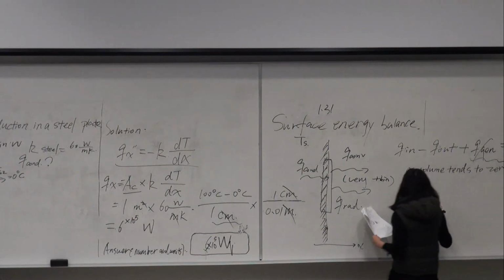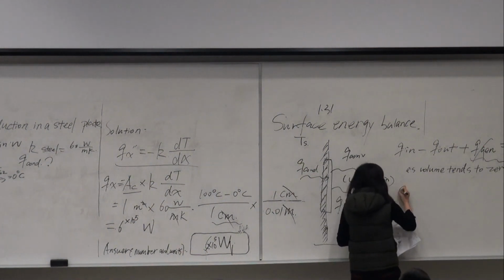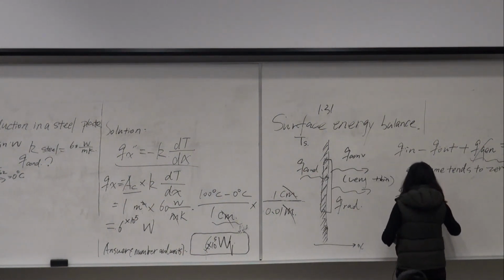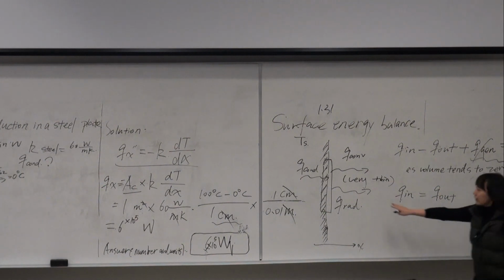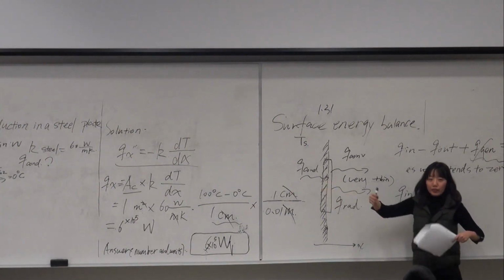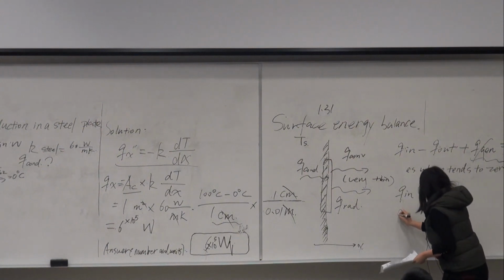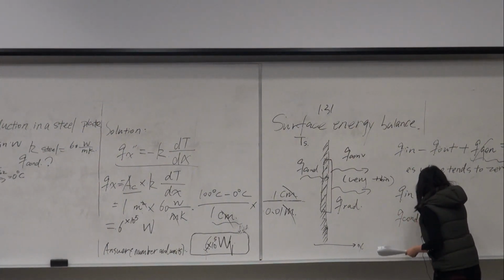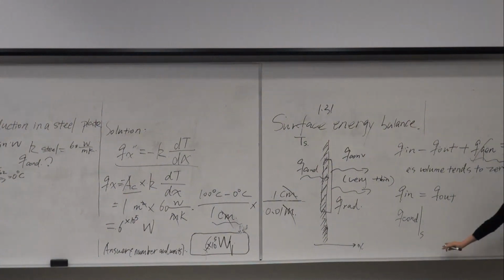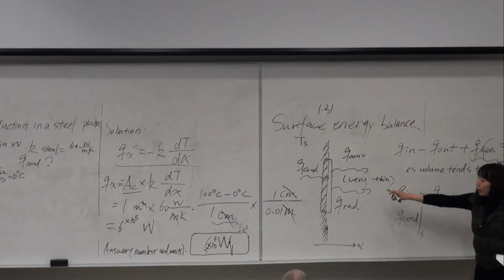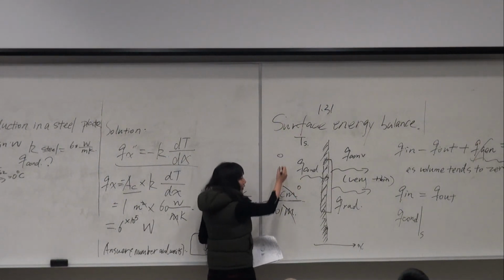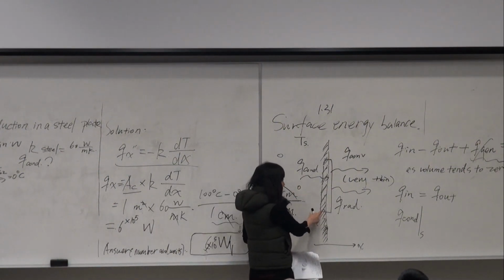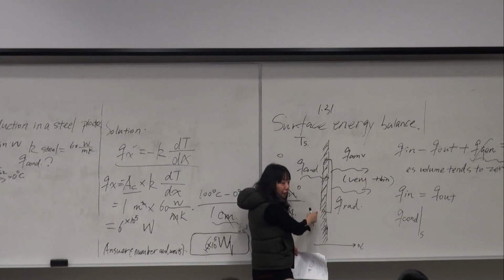Then we have our energy rate balance simply: Q in equal to Q out. What is Q in? The conduction through the medium. But on the surface, that's where we define our control volume. It's not the conduction here, or the conduction there, but exactly the conduction on the surface.